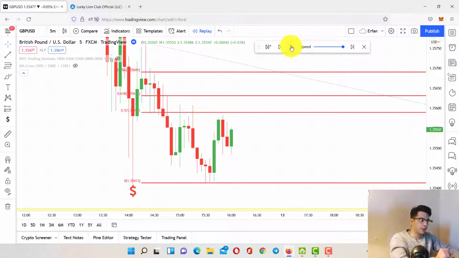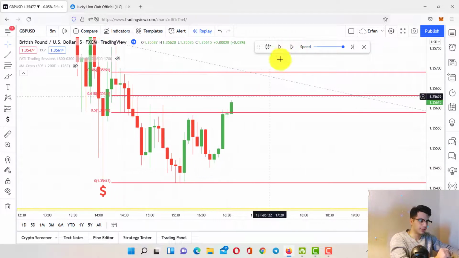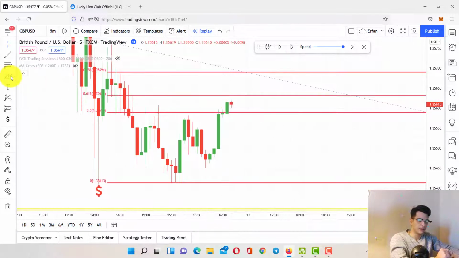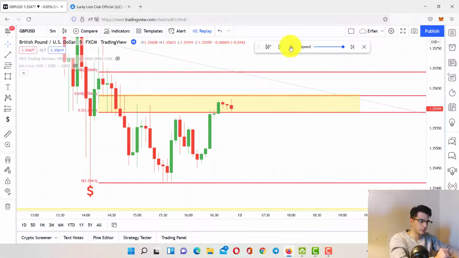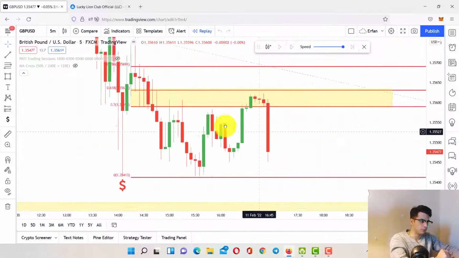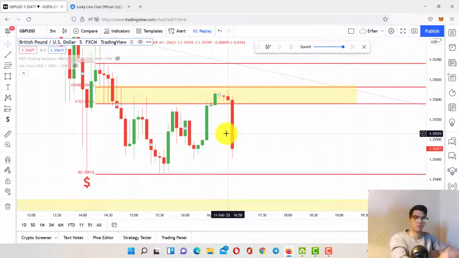And if you wait for it, you see that it is actually respecting this level one more time, and now boom, it dropped significantly, and this is where the market closed. So you need to play around with it. You need to play around with the zones. You need to switch the time frame: 5 minutes, 15 minutes, 30 minutes.